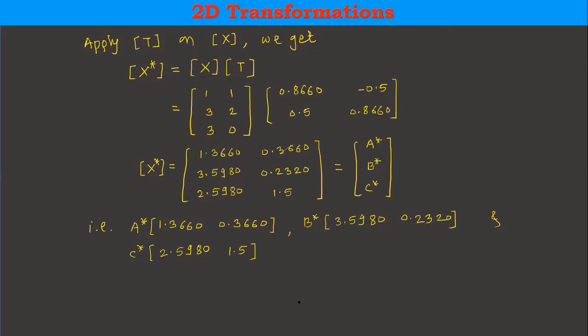Clear? So this is your transformed triangle A star, B star, and C star, meaning rotating the triangle ABC about the origin through 30° in the clockwise direction. So after rotation about the origin by minus 30°, meaning in the clockwise direction, we get the triangle A star, B star, C star. And this is the position of the triangle A star, B star, and C star. So that is the example. Okay, end of this example. So likewise we can find the transformed object this way.